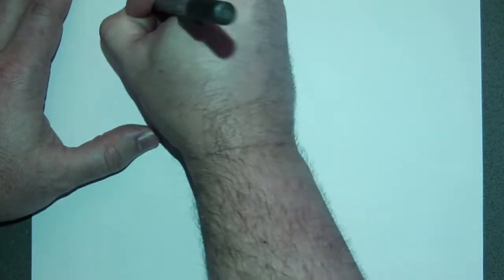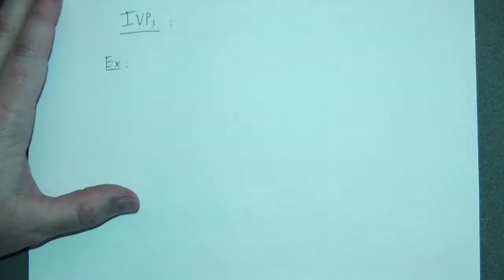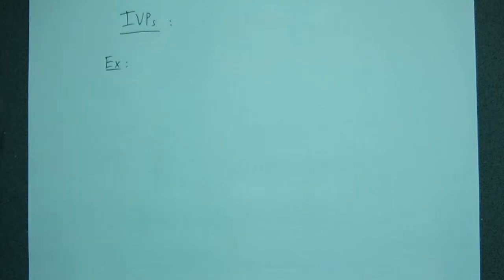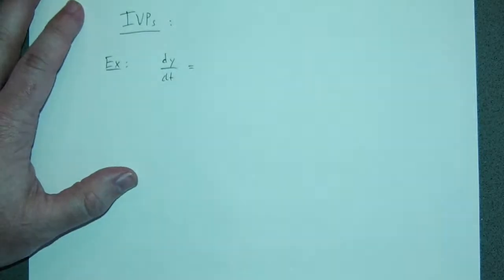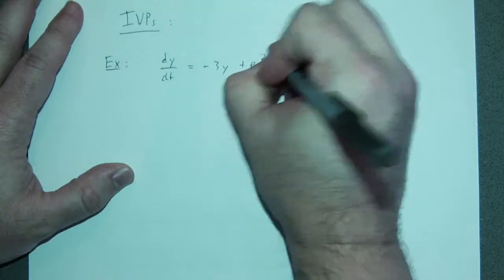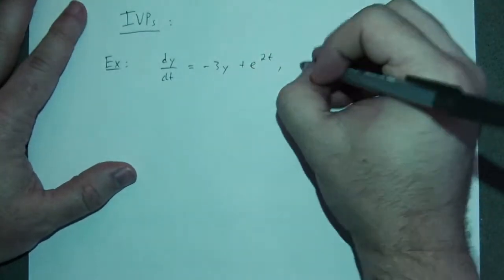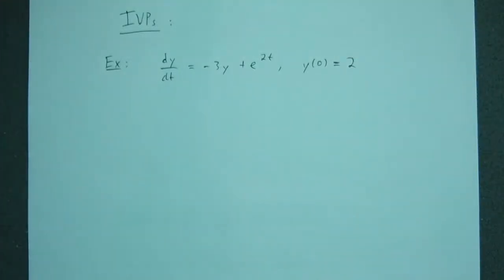So what I want to do now is go back and do examples involving IVPs. As I said, IVPs are equations like this, for instance. Consider the IVP dy/dt equals minus 3y plus e to the 2t, and let y of 0 be equal to 2.